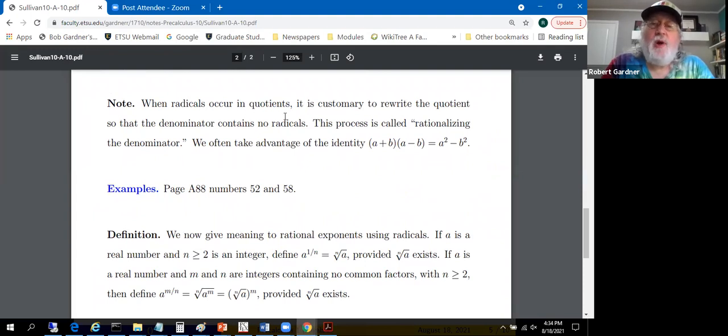When radicals occur in quotients, it's customary to rewrite the quotient so that the denominator contains no radicals. This process is called rationalizing the denominator. The identity (a plus b) times (a minus b) equals a squared minus b squared is useful in getting rid of square roots. Right? The right-hand side contains stuff that's squared. So if a and b were the square roots of something, we could get rid of those square roots if we could manipulate a and b to produce this kind of thing. I'm motivating what we're going to do in the following 2 examples.